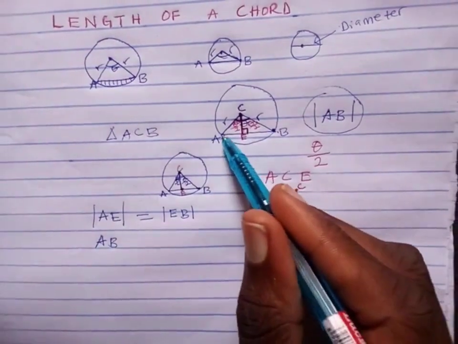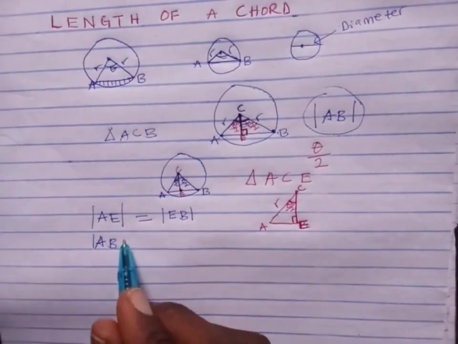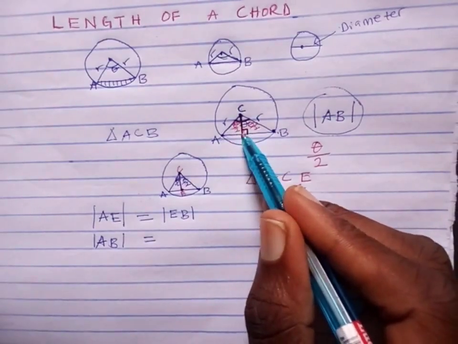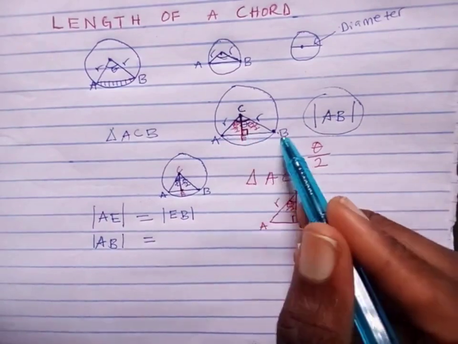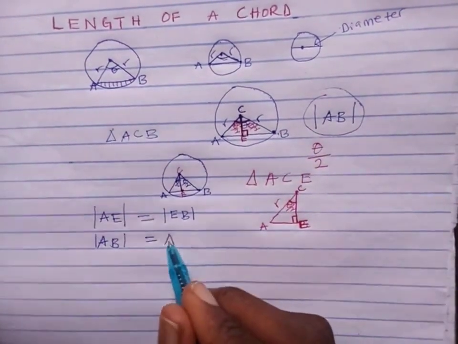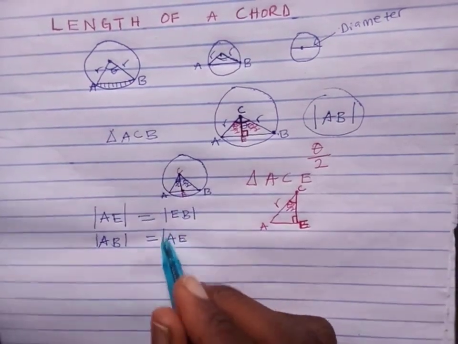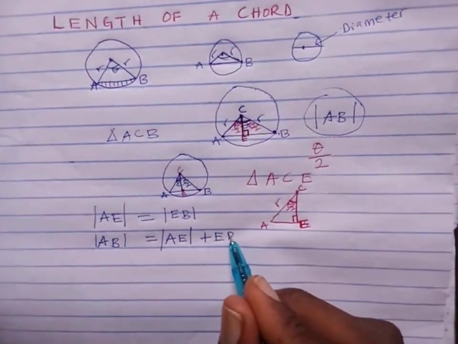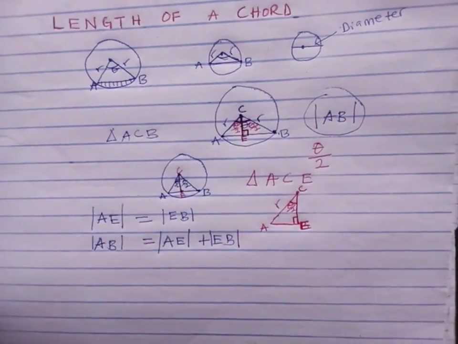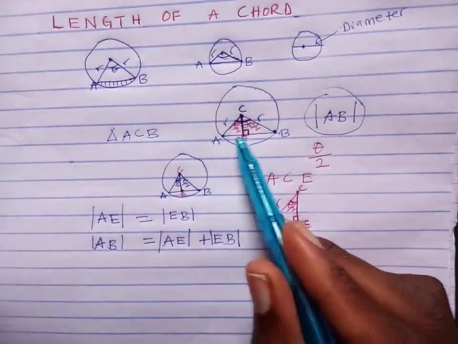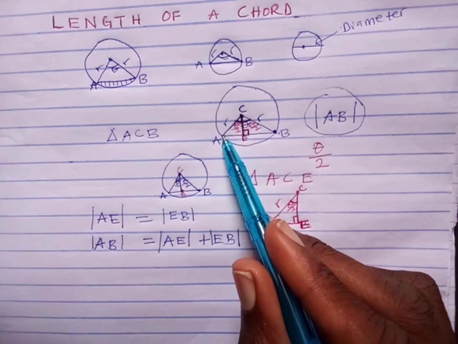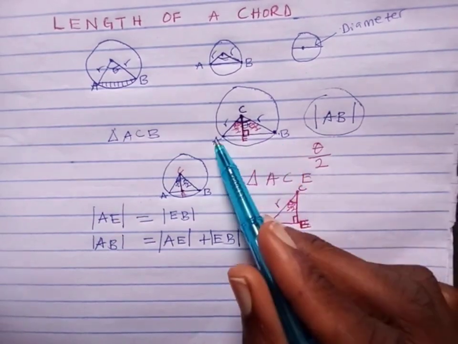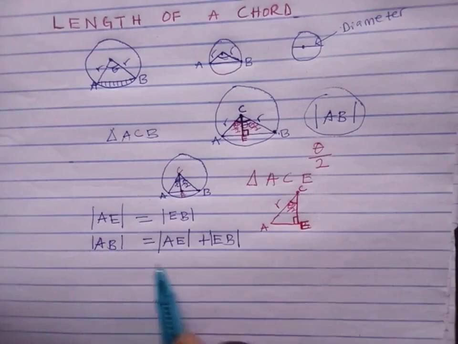So it follows that the length of this chord, line AB, is going to be equal to line AE plus line EB. When I add up AE plus EB, I will have A to B. All right, so this is what I have here.